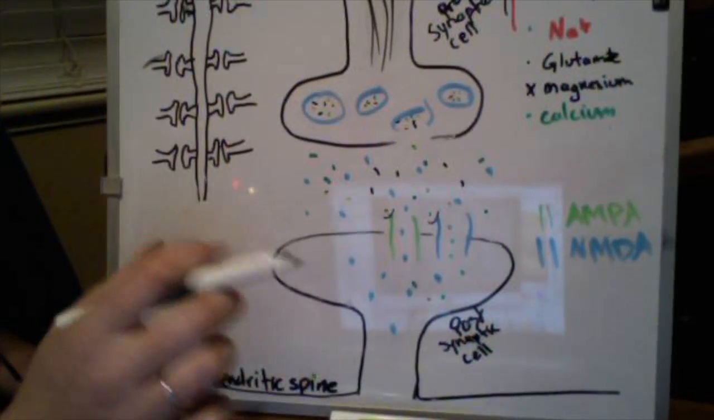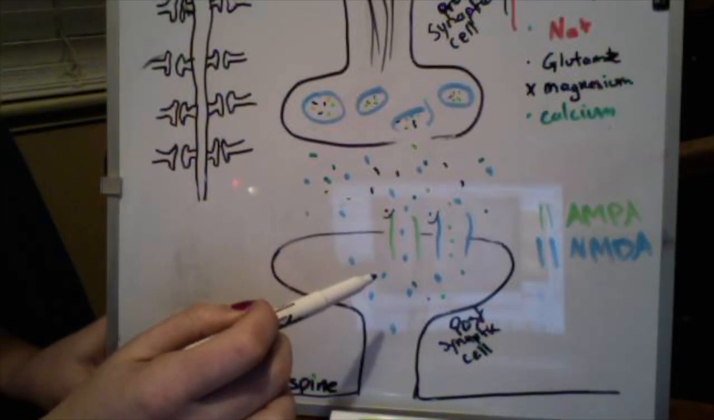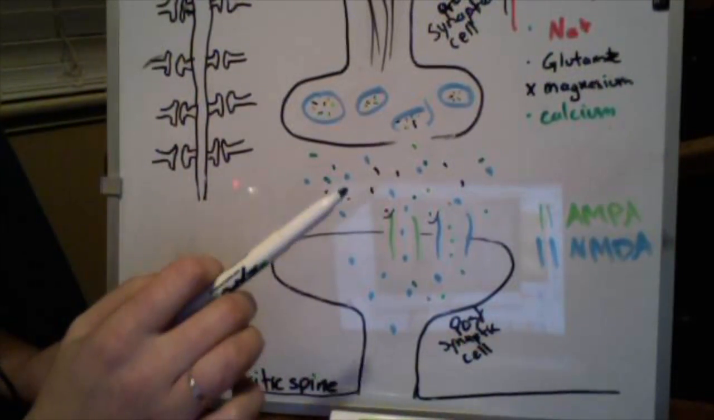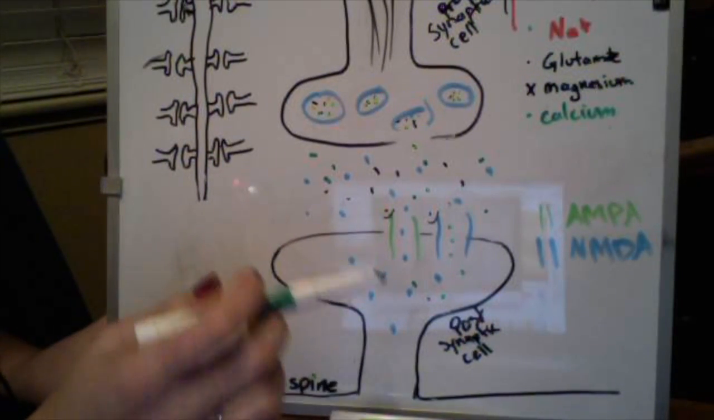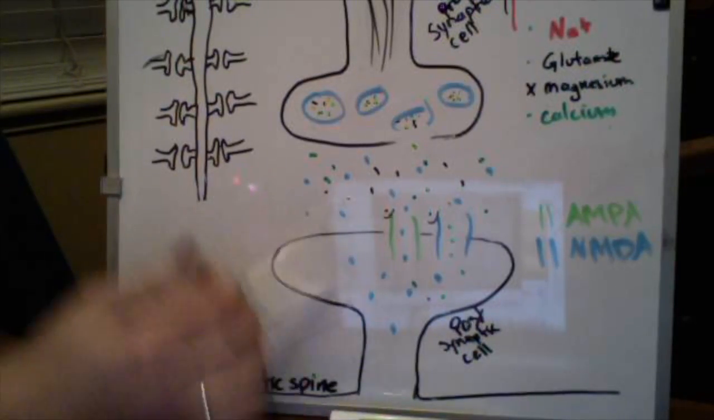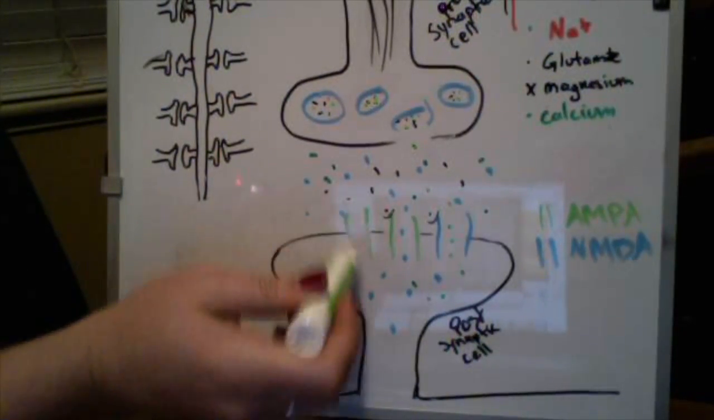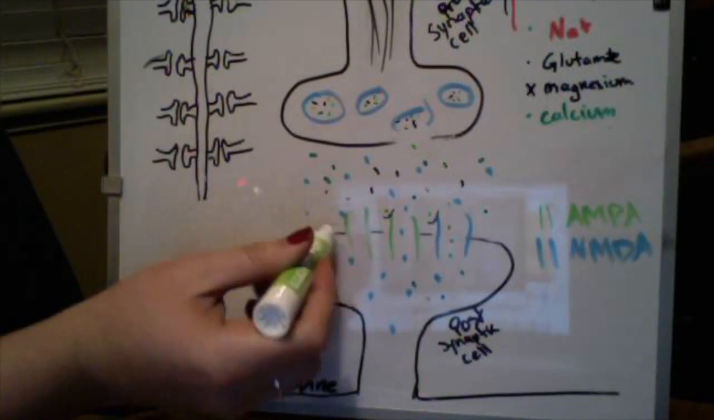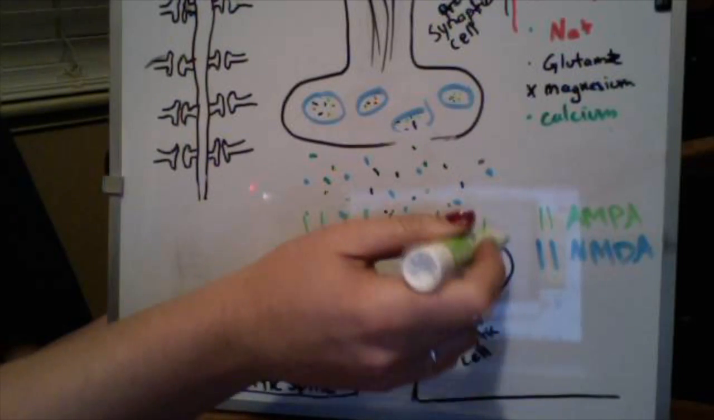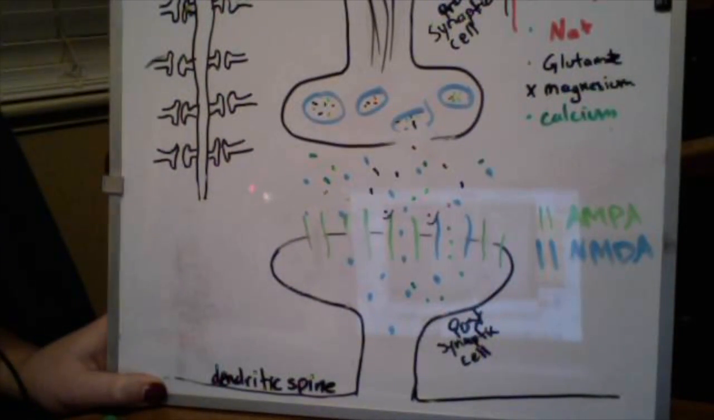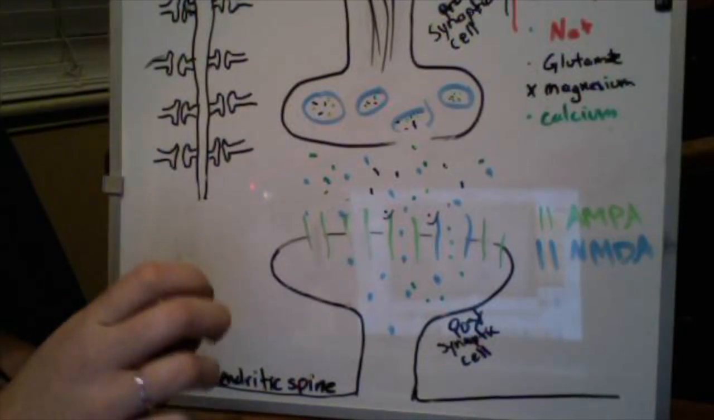postsynaptic cell. Calcium flowing into the postsynaptic cell signals an enzymatic reaction, and the AMPA receptors move into this dendritic spike that occurred. So more AMPA receptors are coming to this spike site. This is strengthening the synapse and allowing a long-term potentiation to occur.